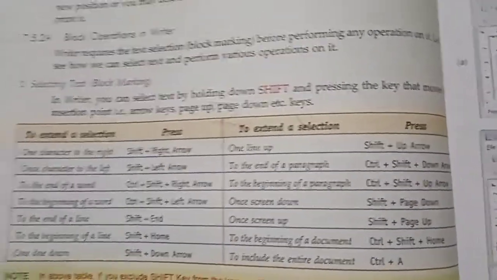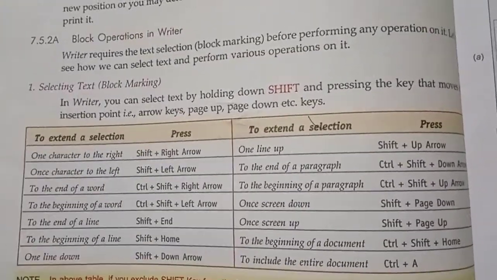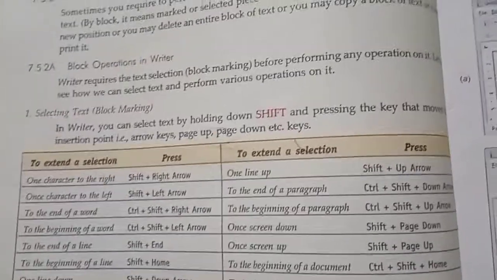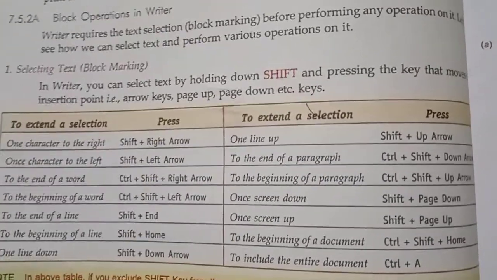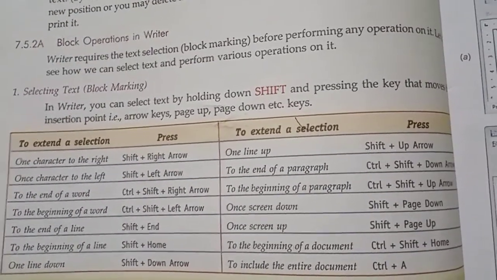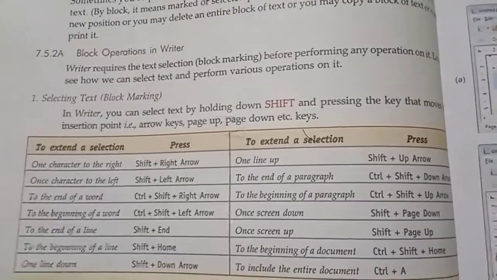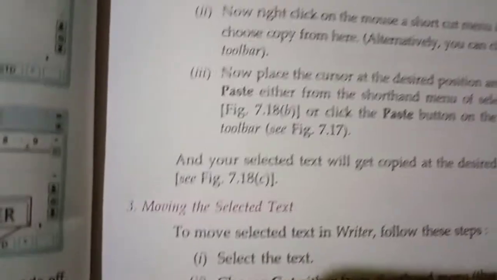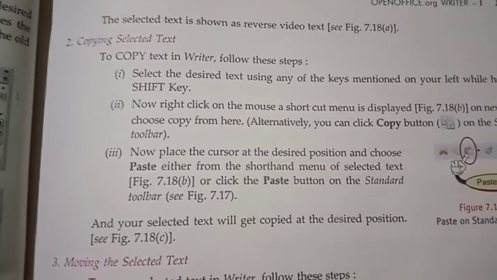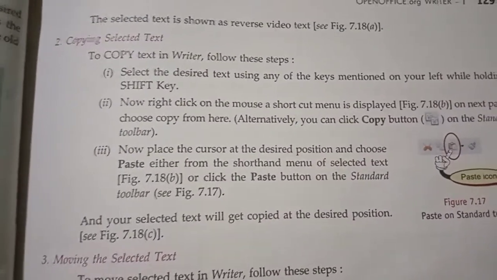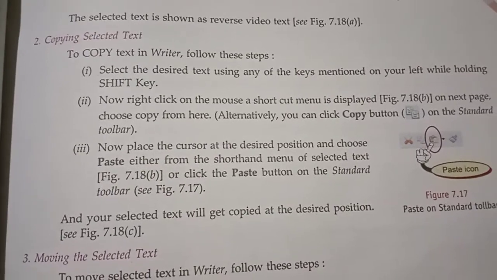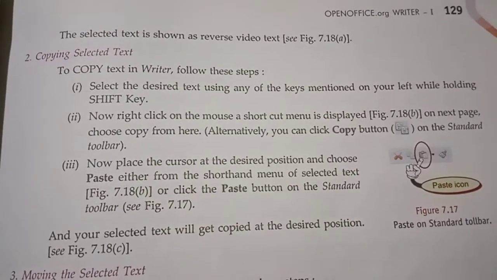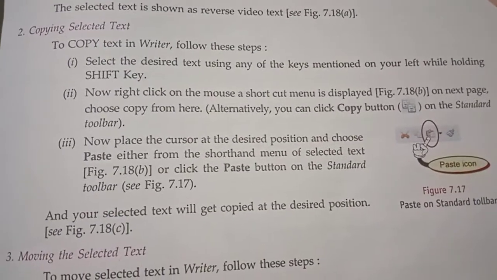Okay, this table contains many options, so you need to study it, because MCQ questions may come from here. You need to study all the shortcut keys. Then the next important topic is copying. How to copy? For copying you have a simple option. Copying means control plus C.